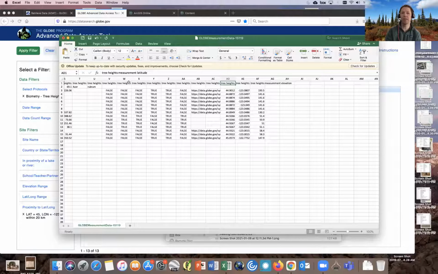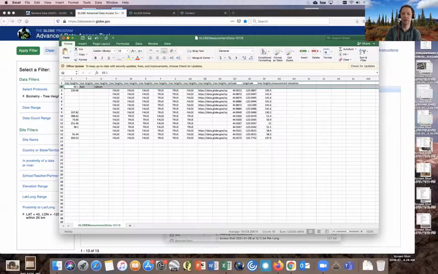And here we have the measurement latitude. So I'm going to just fix this database a little bit and call this the latitude and longitude. And that will help us when we actually do our mapping. And so if I change this right here to the latitude and longitude, our software will automatically recognize those fields as our coordinates.